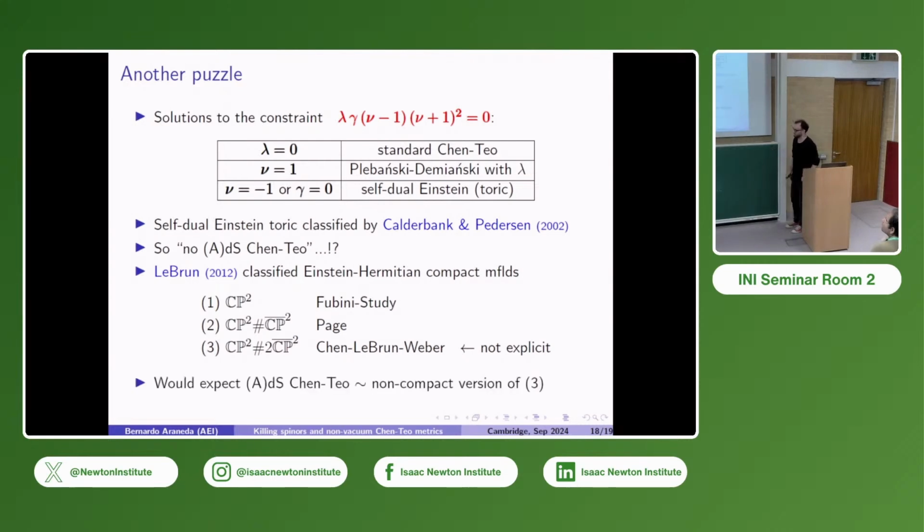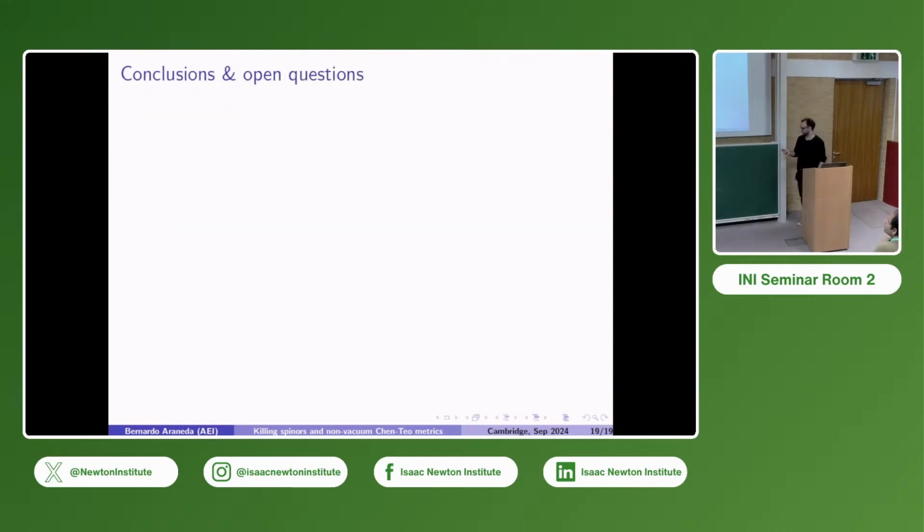And then there are a number of reasons why I think one would expect a cosmological version of Chen-Teo to be a non-compact version of this metric. And if this existed, perhaps, by taking some appropriate limit to the compact case, you could deduce what this is explicitly, which again is not controlled. So let me then finish with some conclusions and questions.